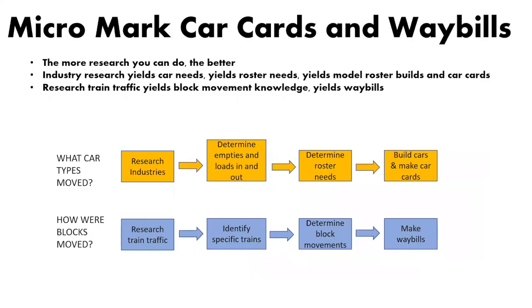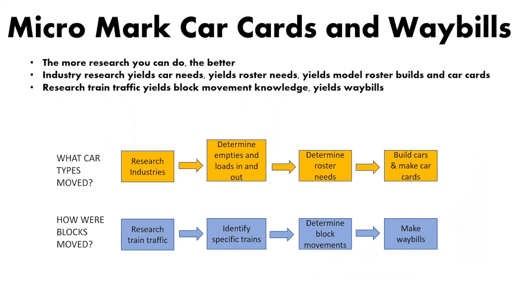All right, so let's talk about the car card and waybill system. So you need to kind of understand two things to really do this, okay? You need to research what car types moved to your industries and off of your industries, but then you also need to research when trains went across your section of railroad, how were the blocks moved? And that's what we're going to talk about.